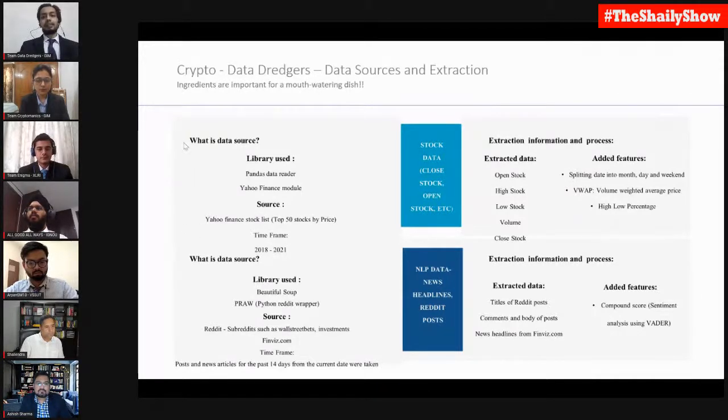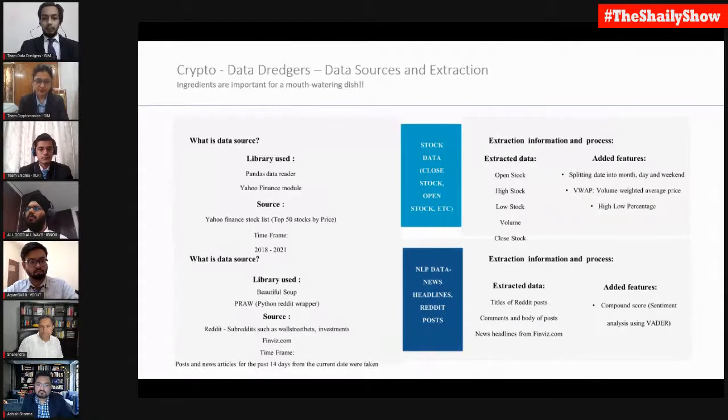Then we did some feature engineering, and we took high-low percentage, open-close increase/decrease, and the volume weighted average price. We dropped a few other columns based on the correlation that we were getting. The volume and the volume weighted average price had the highest correlation, so we dropped those values, and we considered only those features that gave a good correlation with the predicted variable.